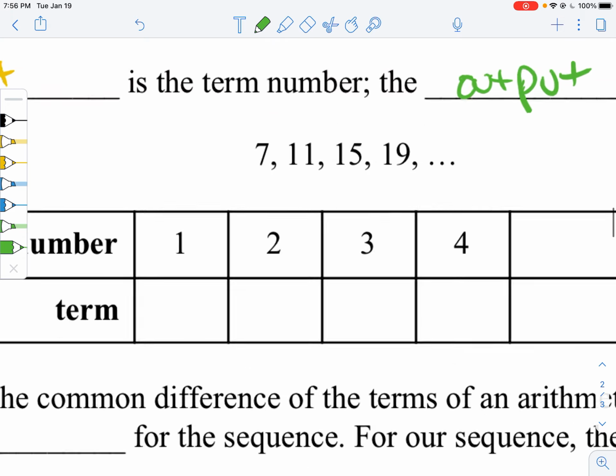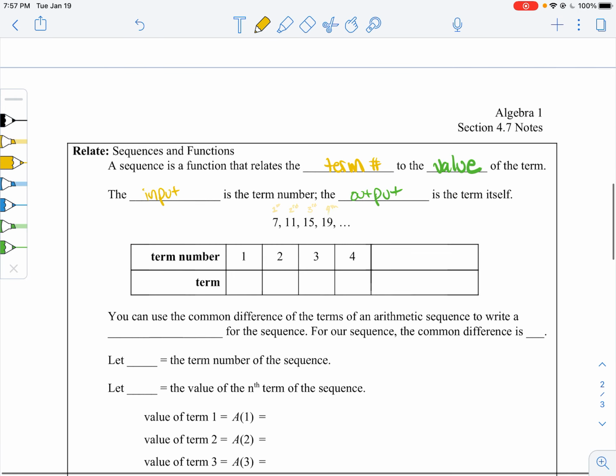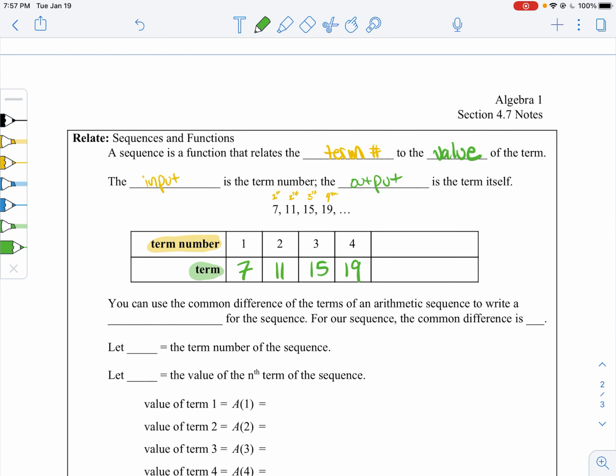For example, if this is our sequence, we have our first term, which is 7. Our second term is 11. Our third term, we'll write them with ordinal numbers. That's what these are called because they express order. First, second, third is 15. The fourth term is 19. So in this case, our term number is our input, and the term itself, the term value, is our output. That's what the sequence is: 7, 11, 15, 19.